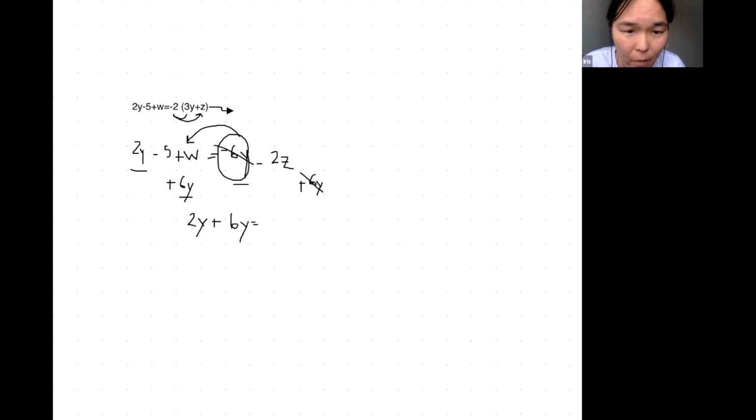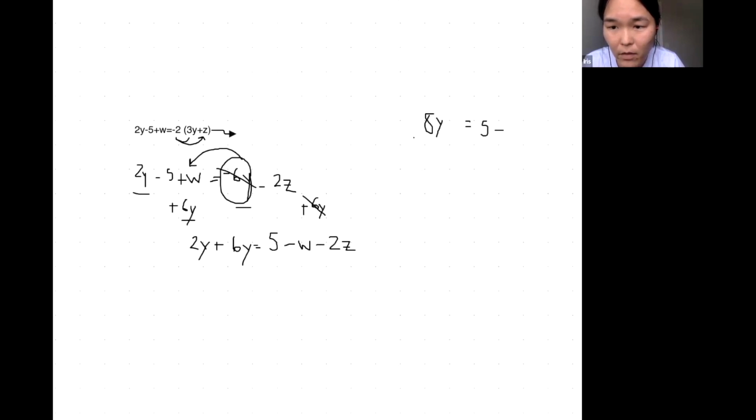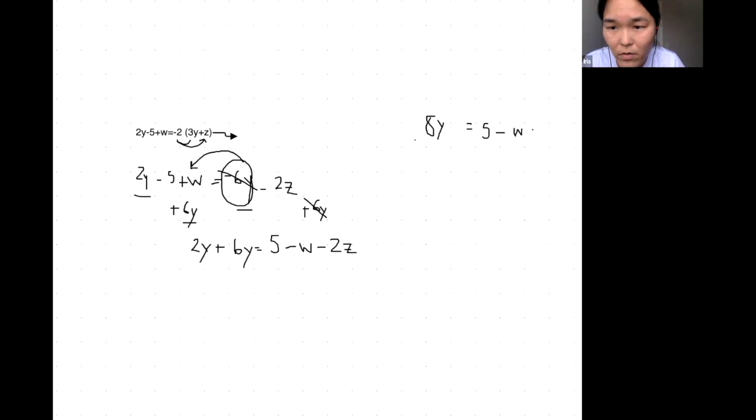Then I'm moving negative 5 to the other side, so it becomes plus 5. W is on the left. I'm going to move it to the right-hand side, so it becomes negative w. And don't forget my negative 2z was already there, so it stays here. And then 2y and 6y are considered like terms, so I can add them up. I get 8y. So 8y equals 5 minus w minus 2z.